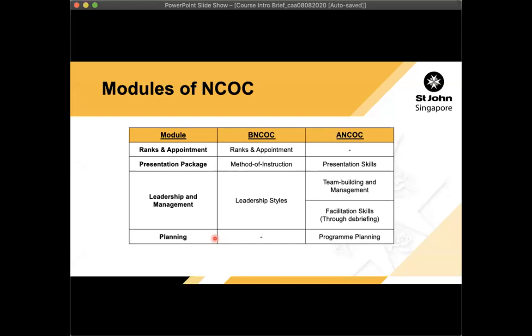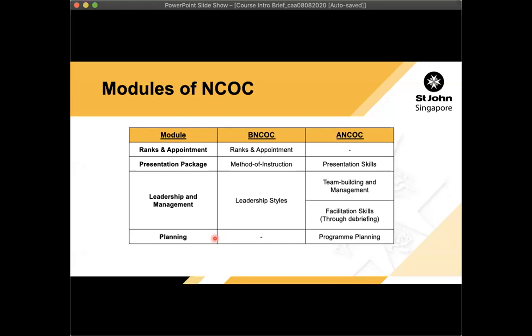The second module is presentation package. Essentially, we're going to help you learn how to effectively give both practical and theory-based classes. Practical-based classes will be shared in a method of instruction lecture, which will be conducted later this morning. And presentation skills, which is something more abstract, I would say, will be delivered in ANCOC.